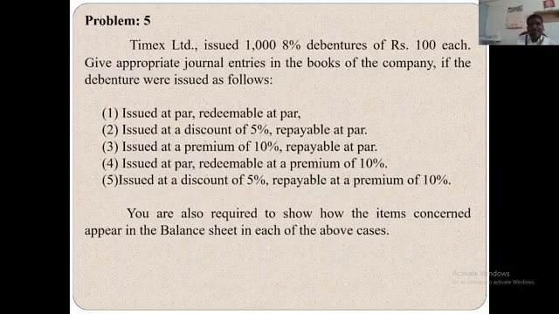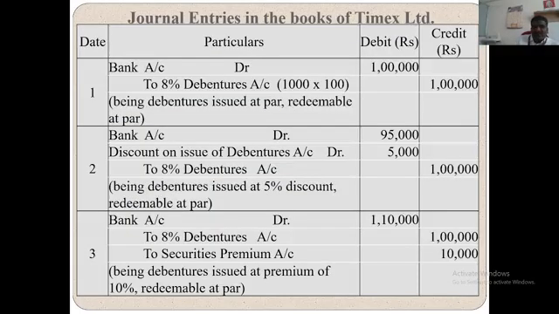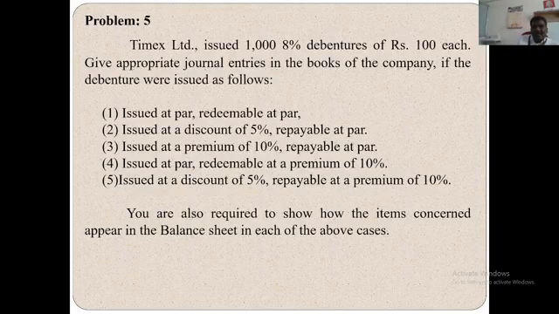The Timex Limited issued 1,000 8% debentures of 100 rupees each. Give appropriate journal entries in the books of the company if the debentures were issued as follows: issued at par, redeemable at par; issued at discount 5%, repayable at par; issued at premium 10%, repayable at par; issued at par, redeemable at premium 10%; issued at discount 5%, repayable at premium 10%. You are also required to show how the items appear in the balance sheet in each of the above cases. First, issued at par, redeemable at par.